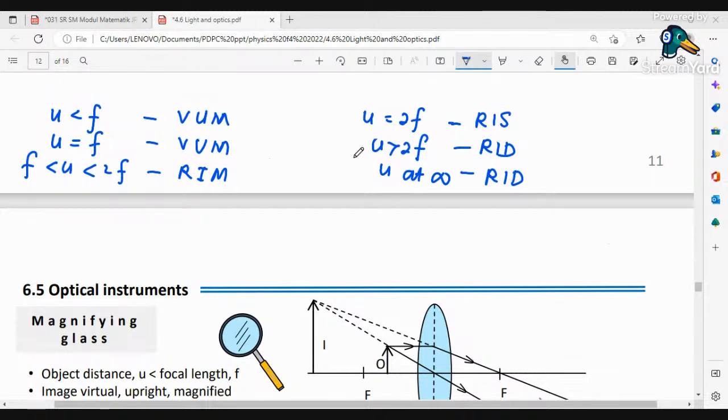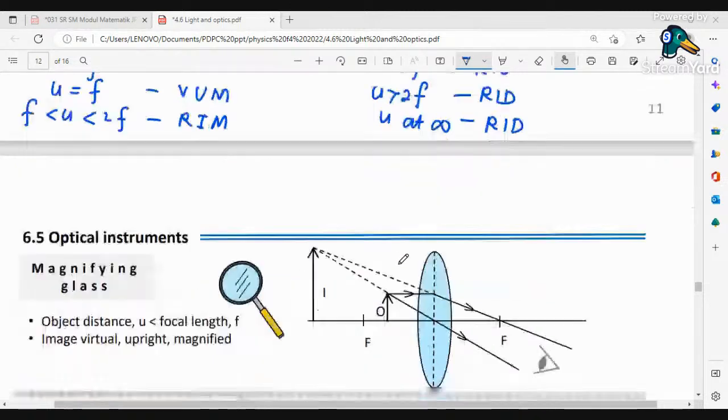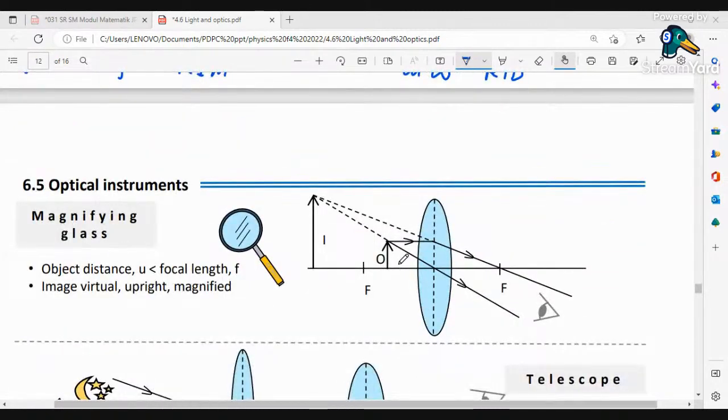I think it's quite easy for you all to memorize the characteristics of the image. I hope you can memorize this because when I discuss optical instruments later, you will understand better. We look at the first one, the magnifying glass, using a convex lens.